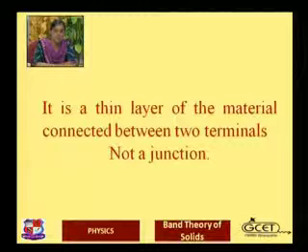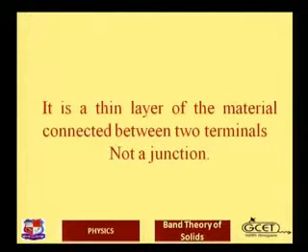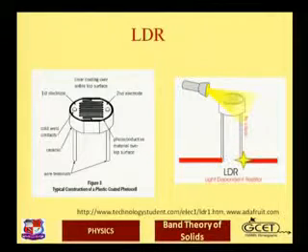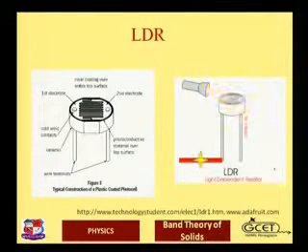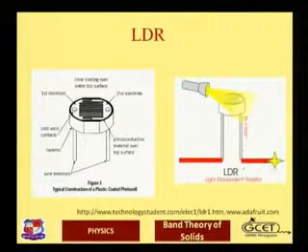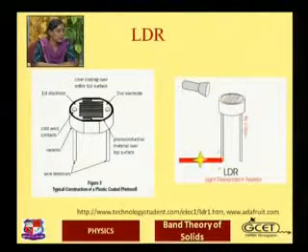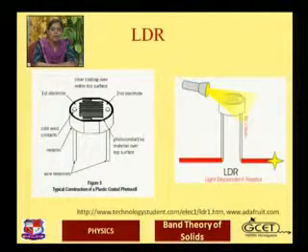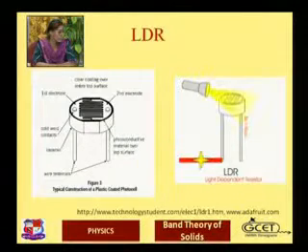Actually, an LDR is a thin layer of material connected between two terminals. It is not a PN junction, as I said earlier. So between two terminals, if I connect the LDR, then I will get the current in the outermost circuit. One can see here in the left hand side figure the construction of the LDR.